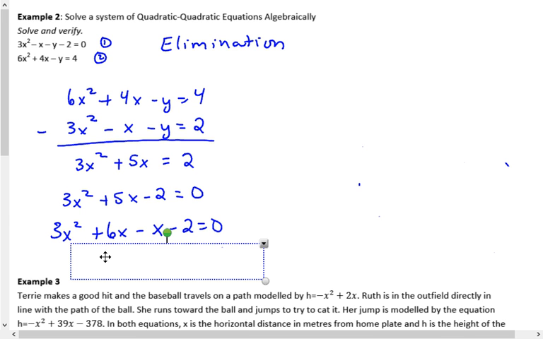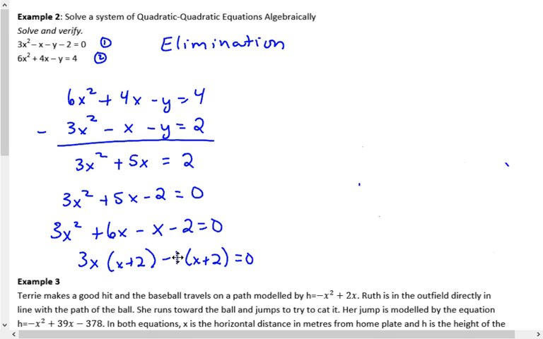And then we factor by grouping. We group these first two terms together and the second two terms together. Take out a common factor from those first two terms, and we're left with 3x multiplied by x plus 2. Take out a common factor here, which is -1, and we're left with x plus 2, which means that our two factors are 3x minus 1 and x plus 2, giving us values of x equal to 1/3 and -2.